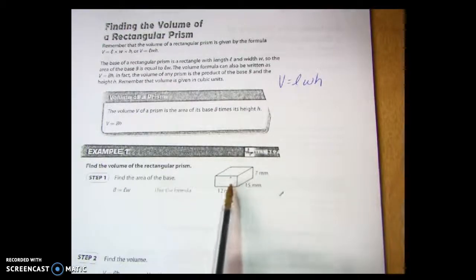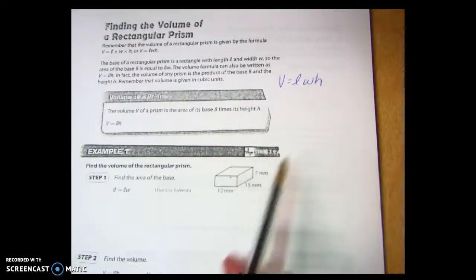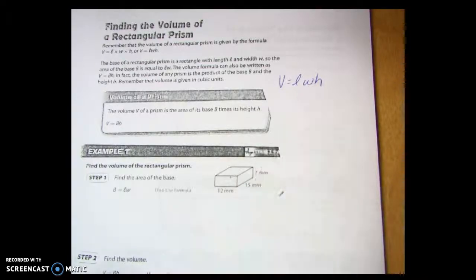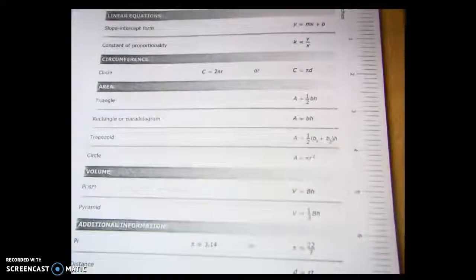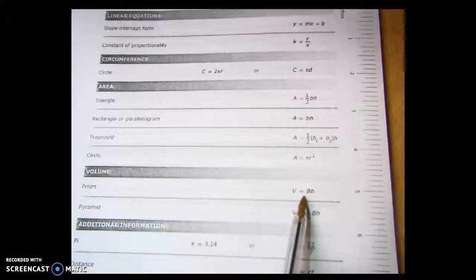So if it's a rectangle as the base, then yes, that works. But if it's a triangular prism, then that formula is not going to work. If it's a pentagonal prism, that's not going to work. Any other type of prism besides a rectangular prism, then this formula doesn't work. So on your math chart, instead of listing all the different formulas for all of the different prisms, they listed this formula that works for every prism. No matter what kind of prism it is, this formula is going to work. So this is the one that we're going to have to get used to seeing and using.